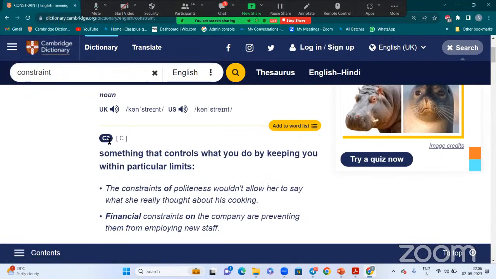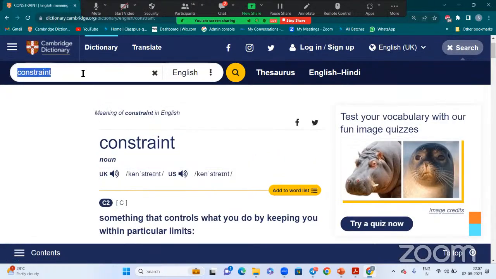Constraint means a C2 vocabulary. Something that controls what you do by keeping you within particular limits. That is, her financial condition is limited. She cannot do whatever she wants. So the financial condition is controlling. It is not allowing her to stretch beyond her capability.